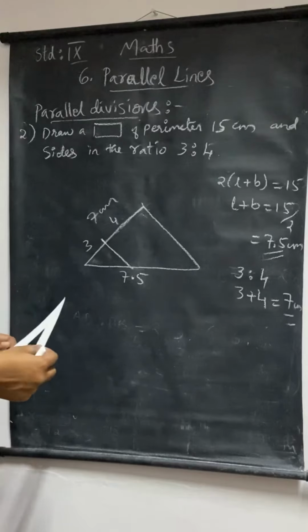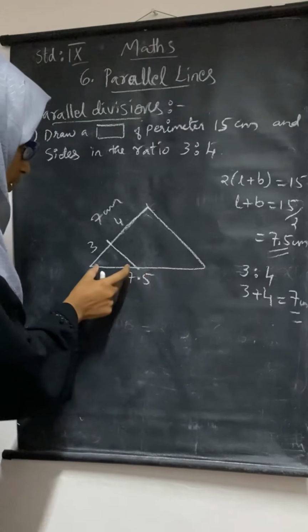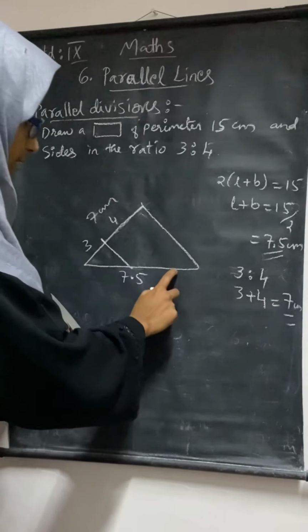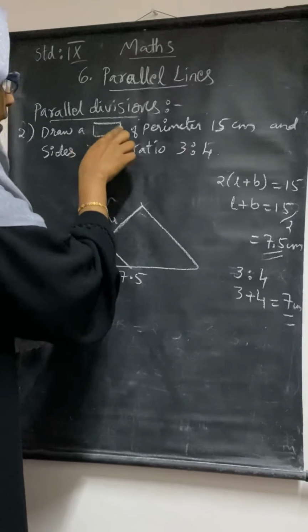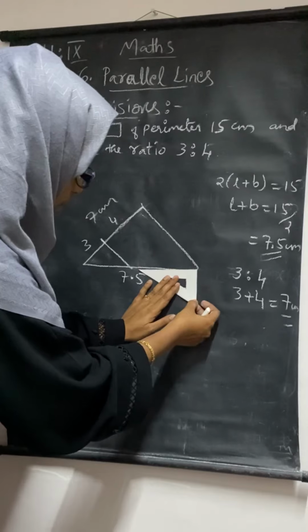Like that we have divided. You can draw the rectangle here, or if you want you can draw it there, whatever. I'm going to start here. I want a rectangle, which means a 90 degree angle. If you keep the scale, that is enough. Otherwise you can keep the protractor also.